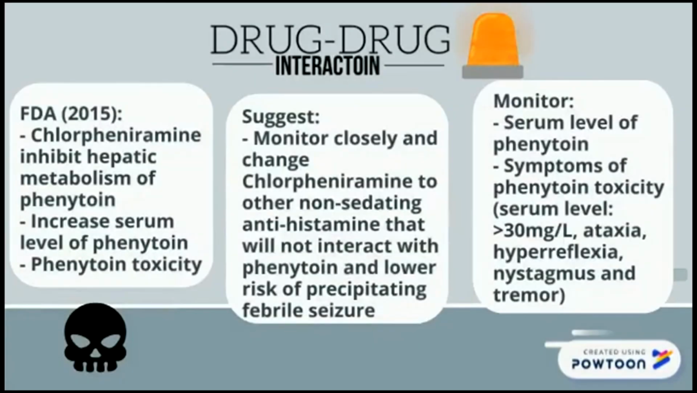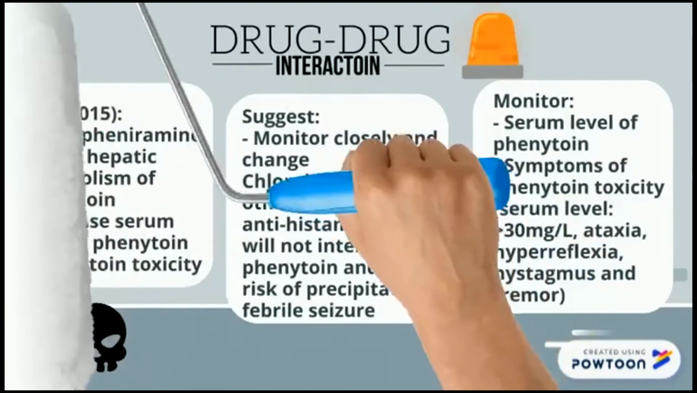Next, there was a drug-drug interaction between chlorpheniramine and phenytoin. It was suggested that chlorpheniramine will inhibit hepatic metabolism of phenytoin, which increases the serum level of phenytoin and eventually may cause phenytoin toxicity. We suggest to monitor closely and change chlorpheniramine to another non-sedating antihistamine that will not interact with phenytoin and with lower risk of precipitating febrile seizure. We need to monitor the serum level of phenytoin and the symptoms of phenytoin toxicity, like serum level higher than 30 mg per liter, and experience of ataxia, hyperreflexia, nystagmus, and tremor.